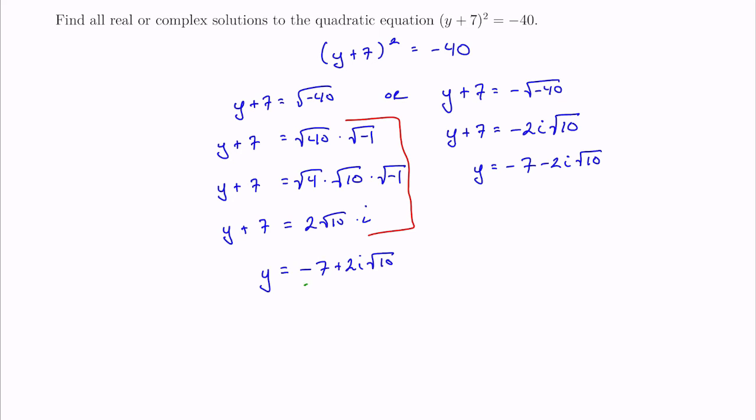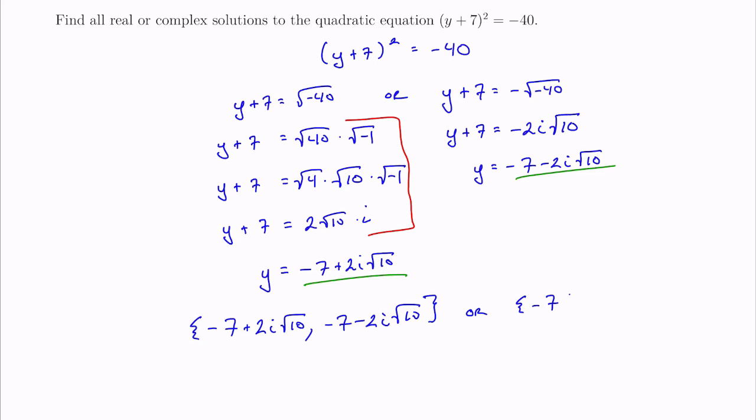Recognizing now that we have the two solutions identified, we're going to rewrite this as a single solution set, and there are two ways we can write this. One is to write it as the solution set is the set negative 7 plus 2i root 10, comma, negative 7 minus 2i root 10. The other option is to use notation similar to what we see in the quadratic formula, where we end up with that plus or minus notation. And so in using that notation, recognizing these two solutions are identical except for the plus or the minus in the center of each solution, we could rewrite this as the solution set is the set negative 7 plus or minus 2i root 10.